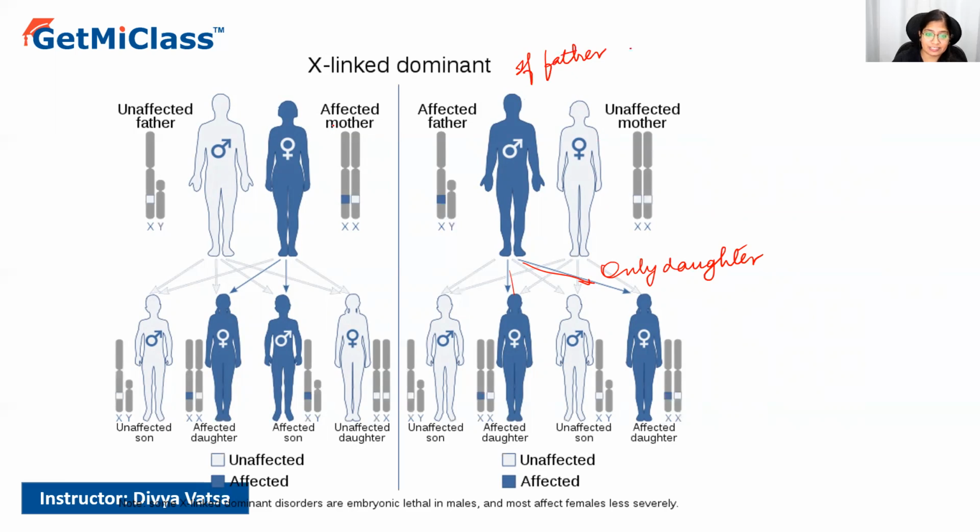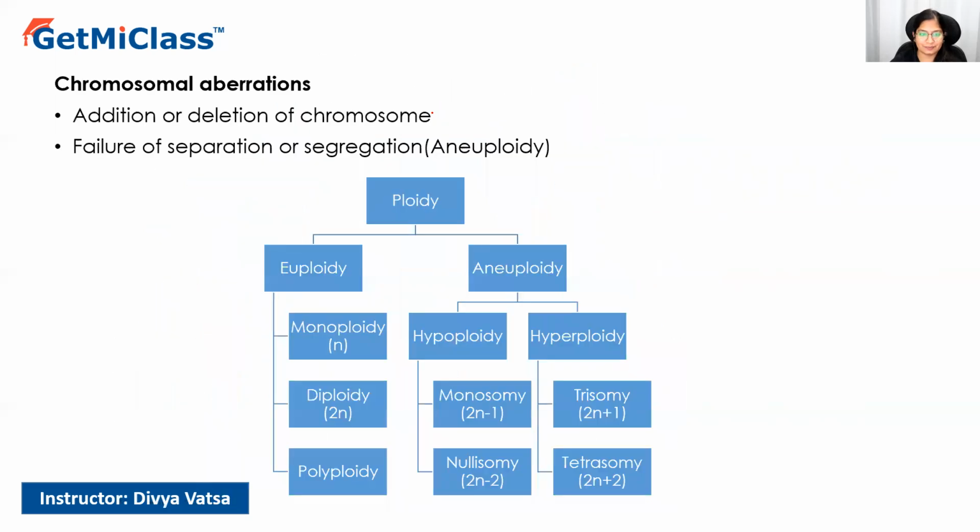Okay, but if it says that the mother has it, then the mother can give it to both the sons and the daughter. But the daughter is mostly going to be unaffected. It could be a carrier daughter also. So mostly the daughter is going to be a carrier daughter. Okay, so this is going to be the X-linked disease, X-linked dominant.